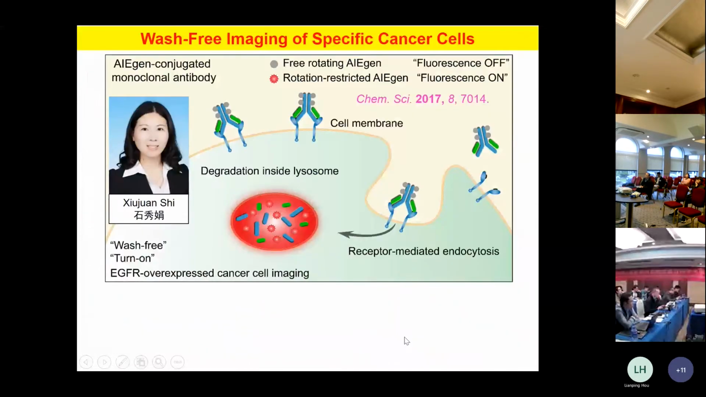In the previous PPT, I told you that our AIEgen can stain all kinds of cancer cells. But sometimes clinic doctors will ask me, hey, Dr.